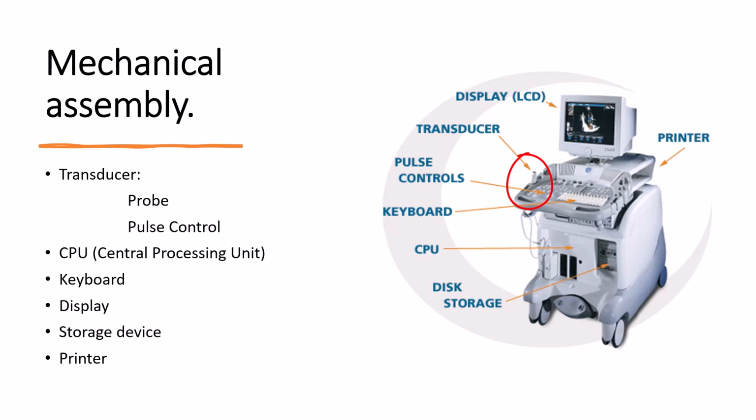Transducer pulse controls change the amplitude, frequency, and duration of the emitted pulses from the transducer probe. In other words, this is our technique basically. The display displays the image from the ultrasound data processed by the CPU. The keyboard inputs data and takes measurements from the display. And the disk storage device stores the acquired images that can also be printed.